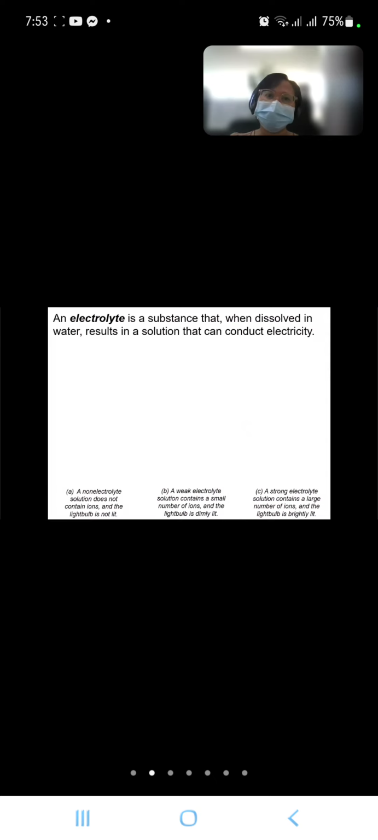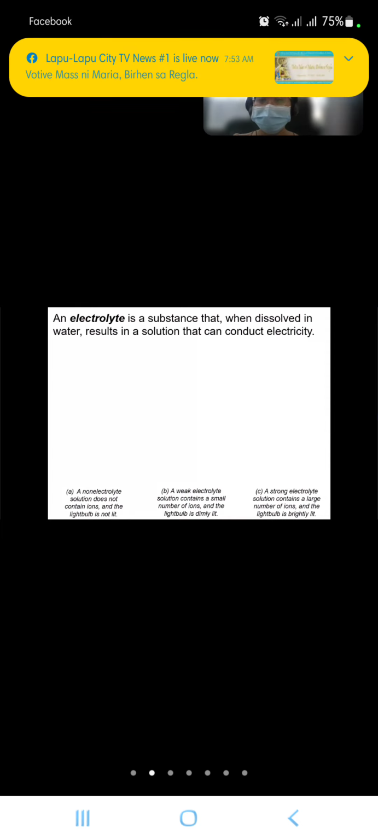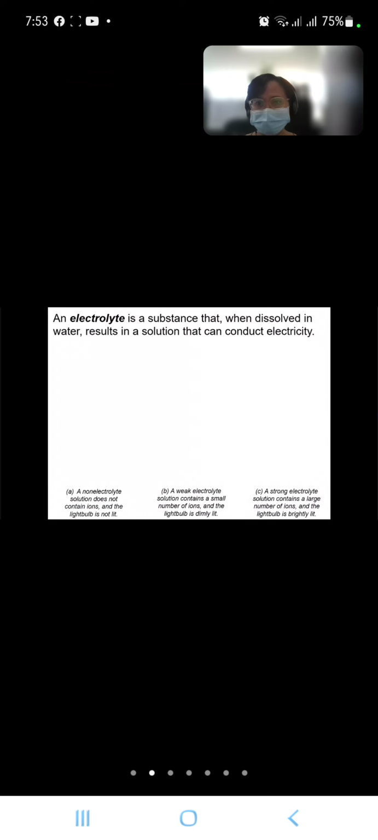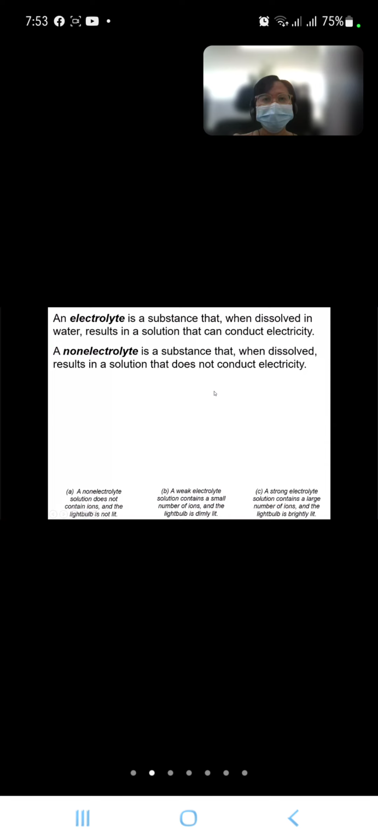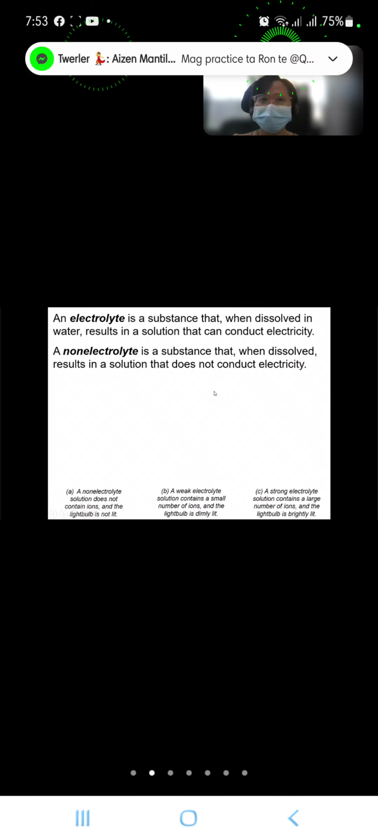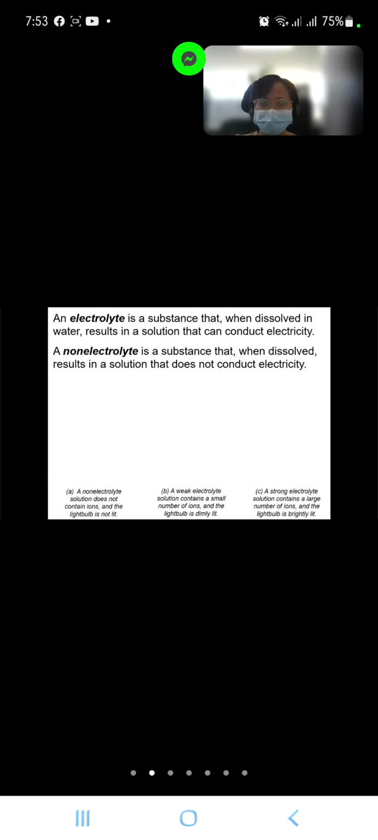Now, when a substance is dissolved in water, and after dissolving that substance in water, it will result in a solution that can conduct electricity, the substance is said to be an electrolyte. But if a substance is dissolved in water and results in a solution that does not conduct electricity, the substance is said to be a non-electrolyte.